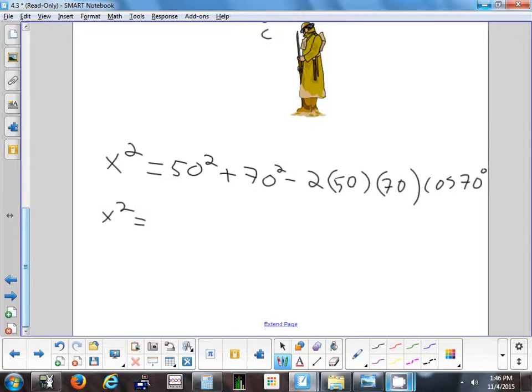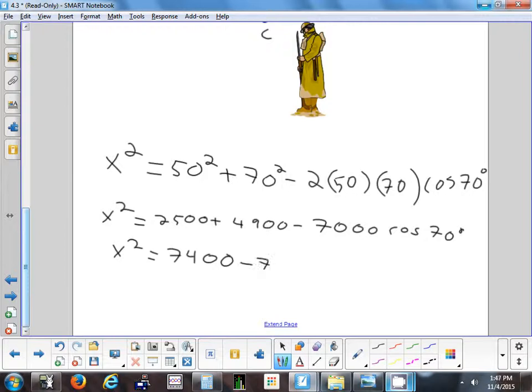What's 50 squared? 2,500. 70 squared is 4,900. 2 times 50 is 100 times 70. That's 7,000. I think there's at least one more thing we can do by hand. What's 25 plus 49? 74. So 7,400. Now we've reached what we can do without a calculator.